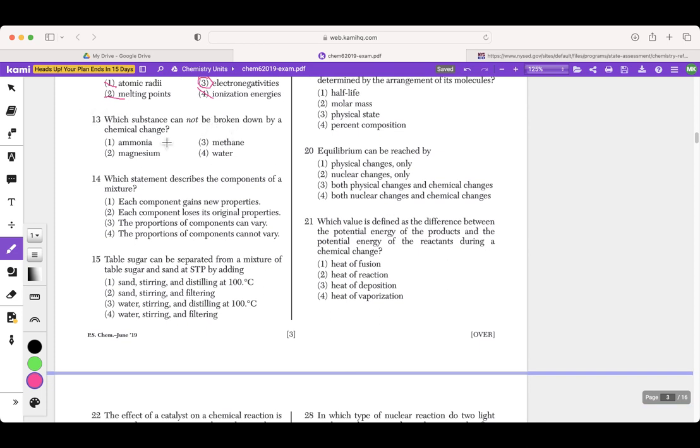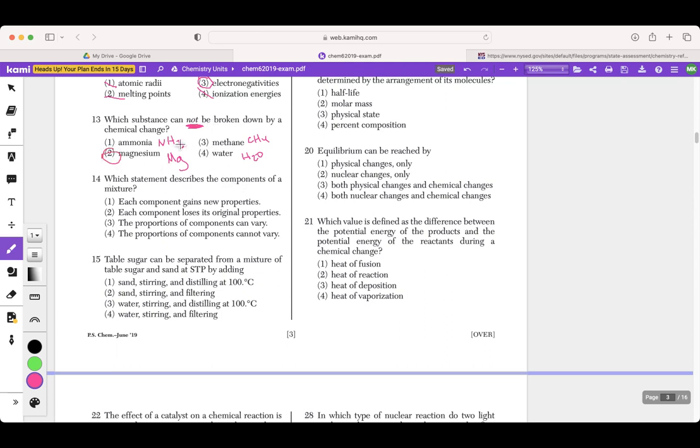13. Which substance cannot be broken down by a chemical change? If it cannot be broken down, that means it must be an element because elements cannot be broken down. If it says can be broken down, then you would look for a compound. So you might know this off the bat. You might know, okay, ammonia, methane, and water are all compounds because they all have chemical formulas. So ammonia is NH3, water is H2O, and methane is CH4. Magnesium is just an element, Mg, so I'm going to choose that.